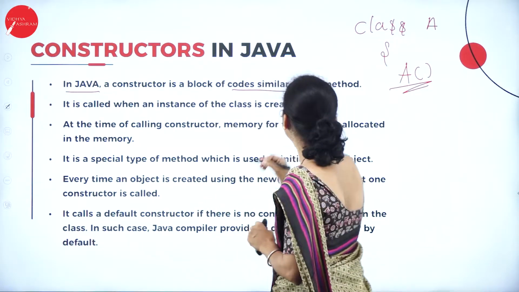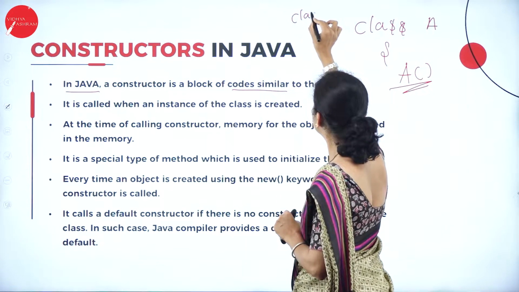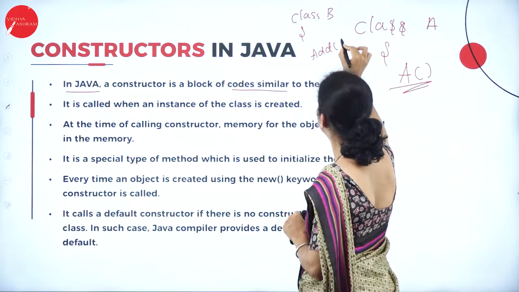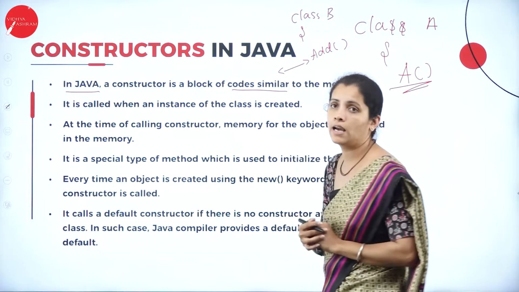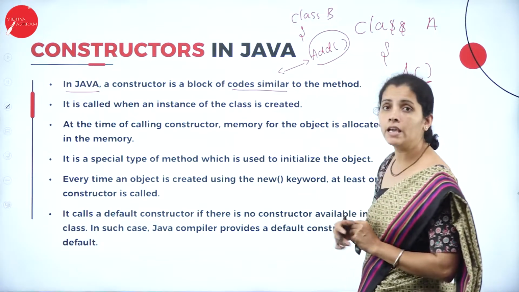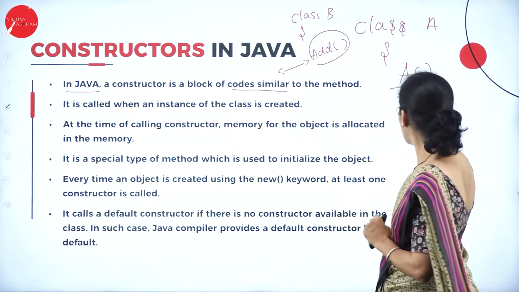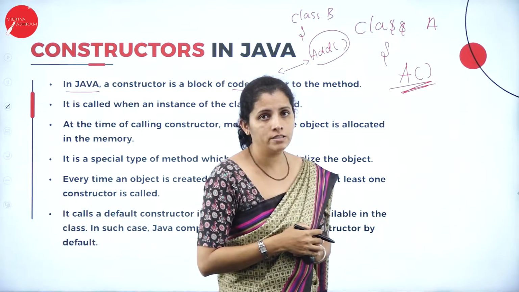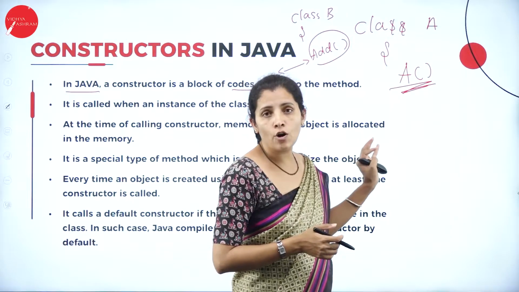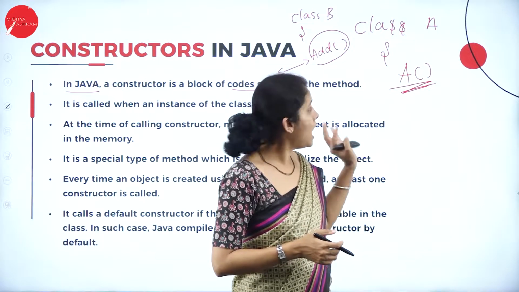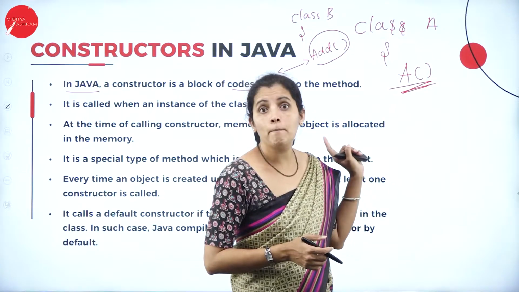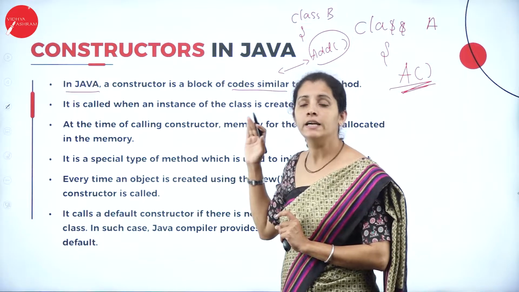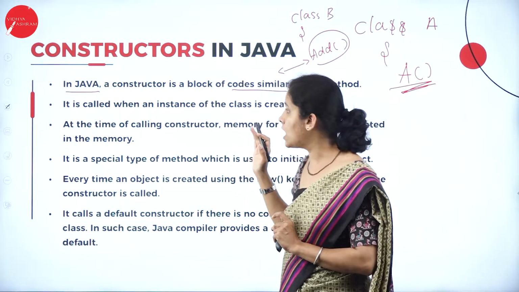For example, let me write another class called B, and if I write add, then I want to specify the return type. So here add is nothing but the method name. Now, if I consider my first example, what is A? It is a constructor, and a constructor does not have any return type. The constructor name must be the same as the class name. So a constructor is like a method in Java.